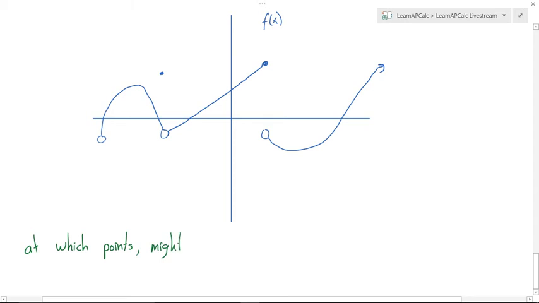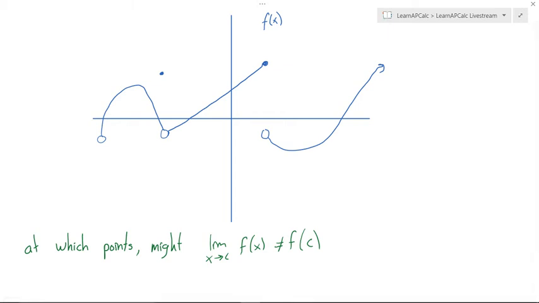might the limit value, I'll just write this out mathematically. Limit as x goes to c of f of x not equal f of x. I'm sorry, f of c. Okay, so at which points on the graph might this be true?